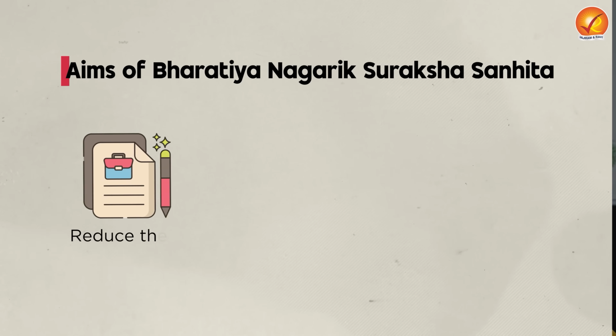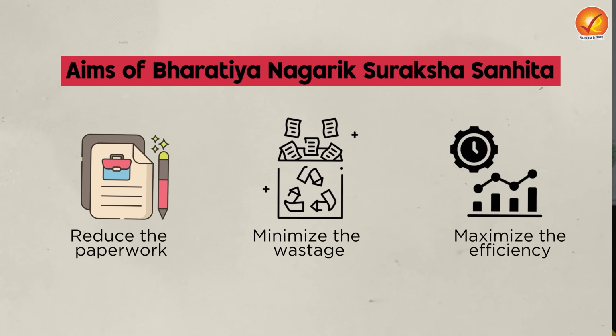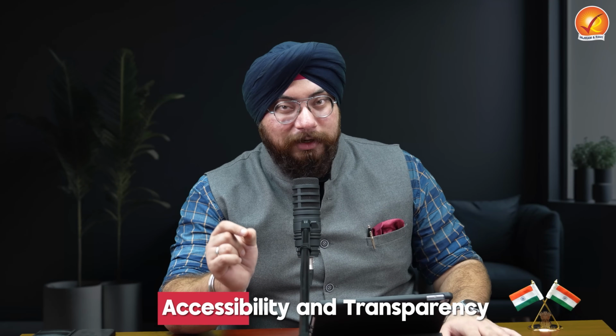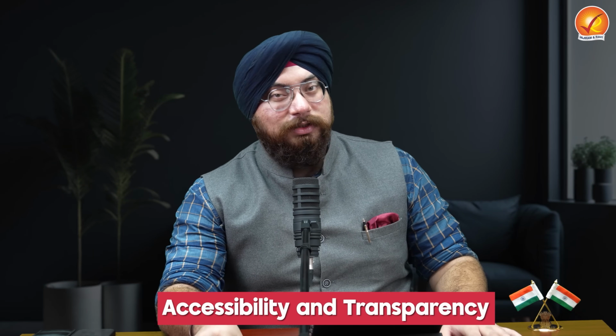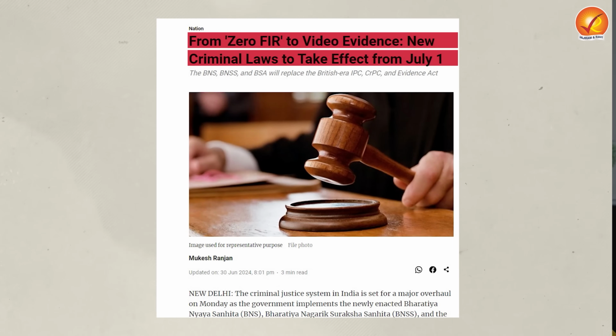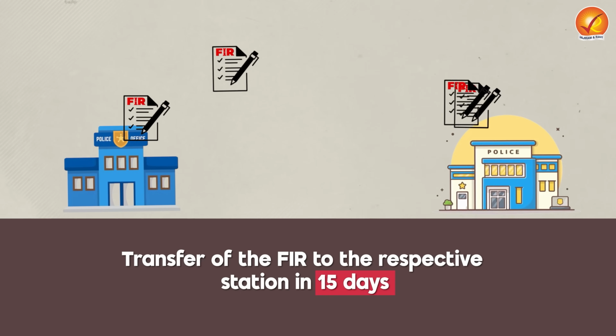Basically, it aims to reduce the paperwork, minimize the wastage and maximize the efficiency and effectiveness of our criminal justice system. It also aims to increase the accessibility and transparency of the criminal justice system. Now this BNSS has also formalized the system of a zero FIR. That means the FIR can be registered at any place irrespective of the location where the crime has been committed, regardless of the jurisdiction, and it mandates transfer of the FIR to the respective station in 15 days.